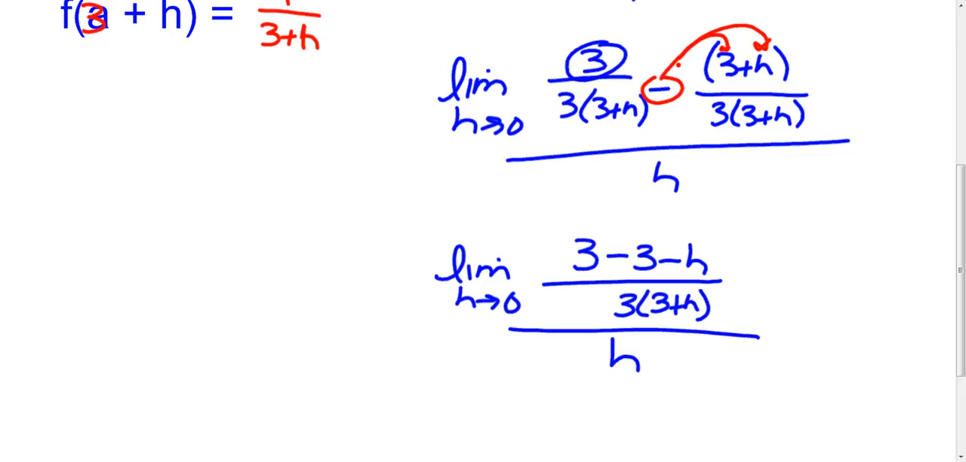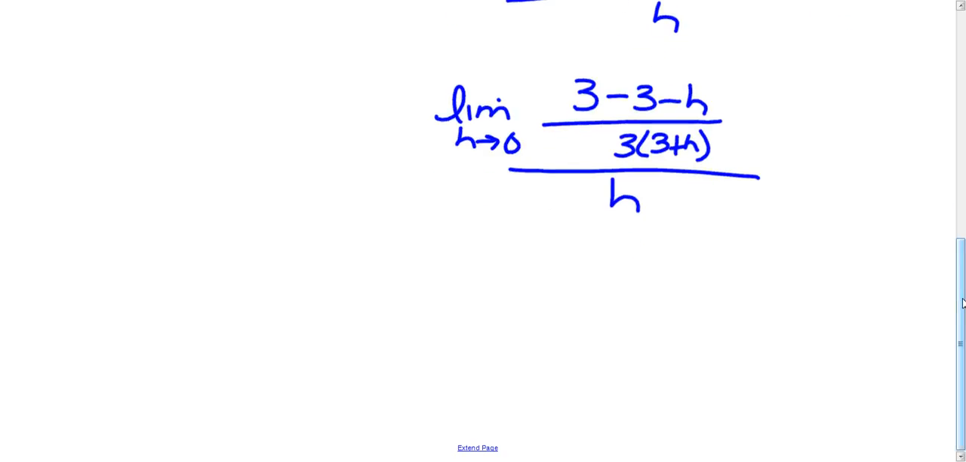A couple things happen. First of all, these two cancel each other out. 3 minus 3 makes 0. Then what I'm going to do is this: instead of dividing by this h right here, I am going to multiply it by its reciprocal. Instead of dividing by h, I'm going to multiply it by its reciprocal.